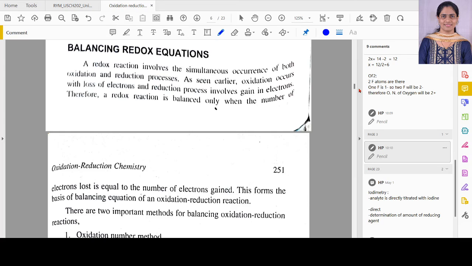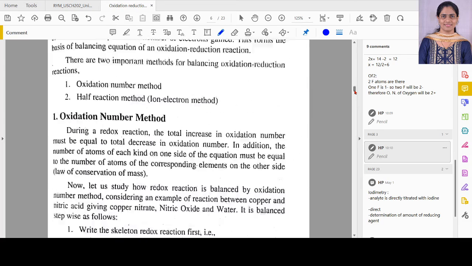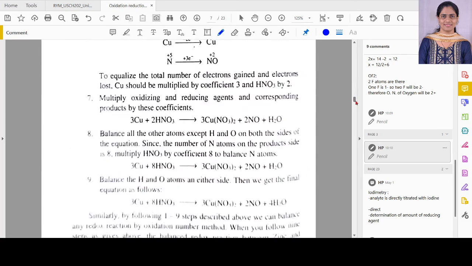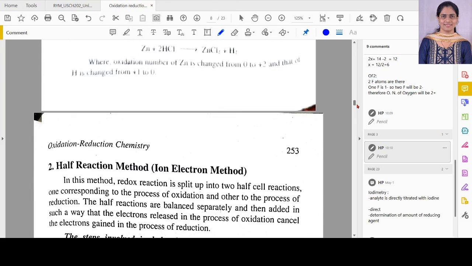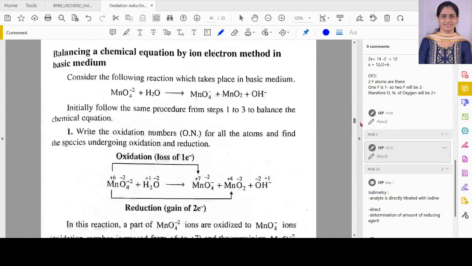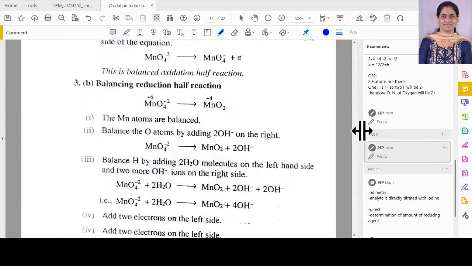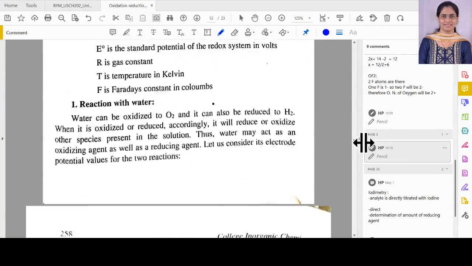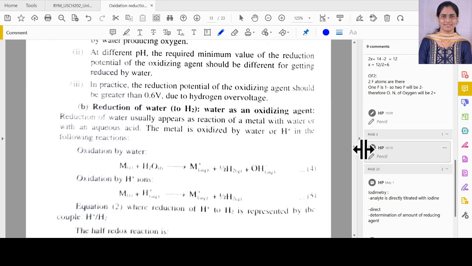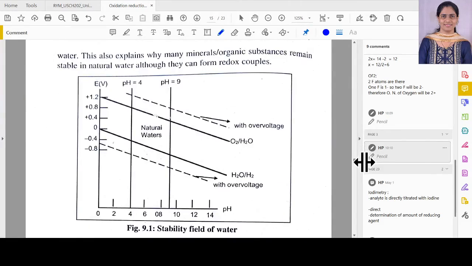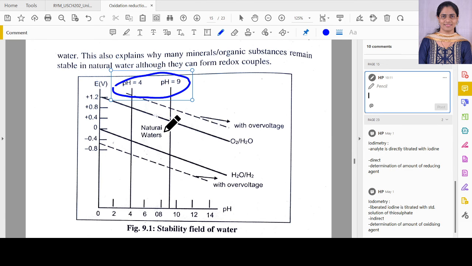Then we have seen balancing of redox reactions. So just go through the rules of balancing of redox reactions. ऑक्सीडेशन हाफ, रिडक्शन हाफ कैसे आइडेंटिफाई करते हैं. सो लॉस ऑफ इलेक्ट्रॉन कौन से स्पीसीज में हुआ है, गेन ऑफ इलेक्ट्रॉन कौन से स्पीसीज में हो गया है, जस्ट चेक दैट. Then remember the range of natural water: natural water का pH range is 4 to 9.